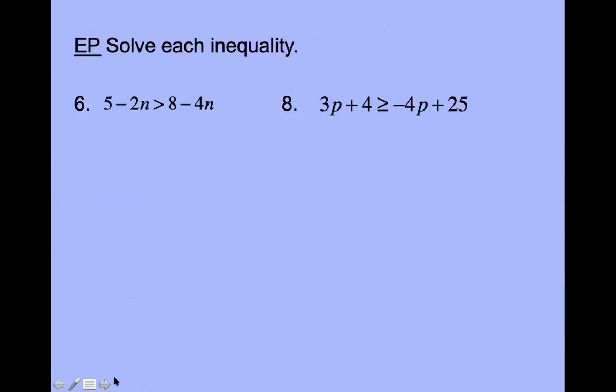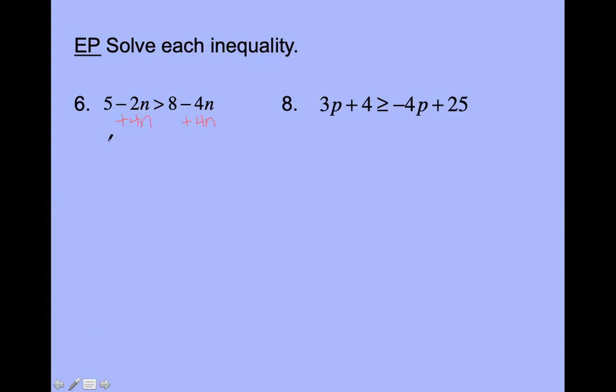Okay, this time we're in number 6. This time it looks like we have some simplifying we can do. Looks like we have some variables on both sides and some constants on both sides. So I'm going to work to get my variables on the left. But remember, it doesn't matter. You just need to decide. So I'm going to have my n's on the left. So I'm going to start out by adding 4n to both sides.